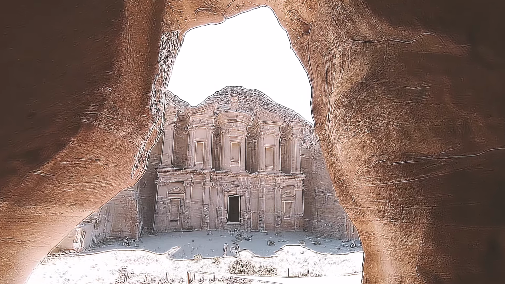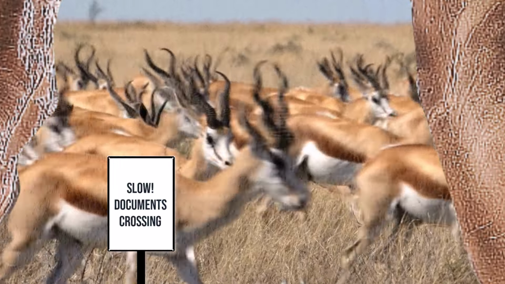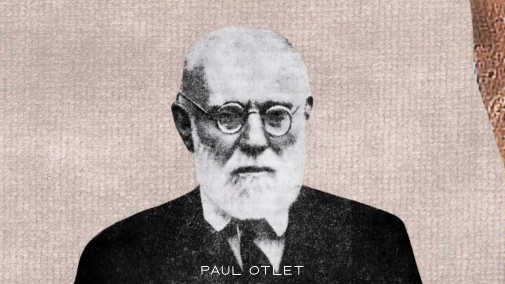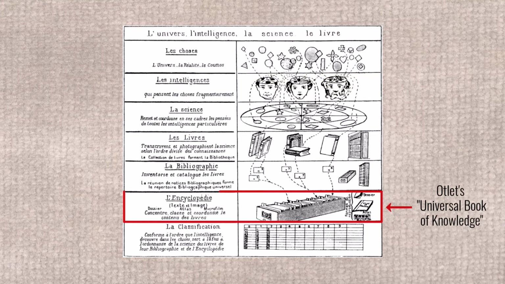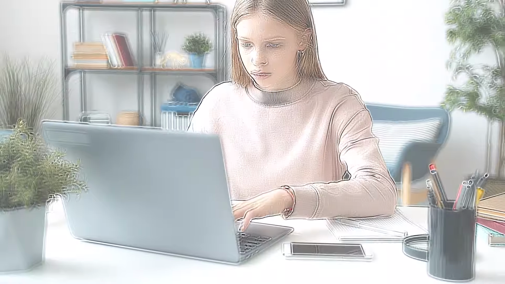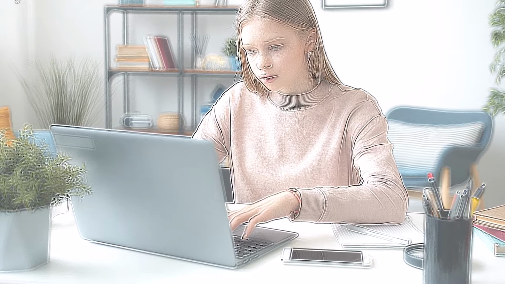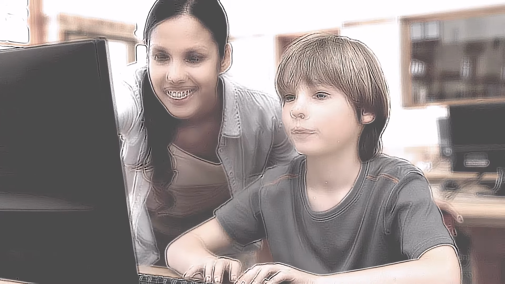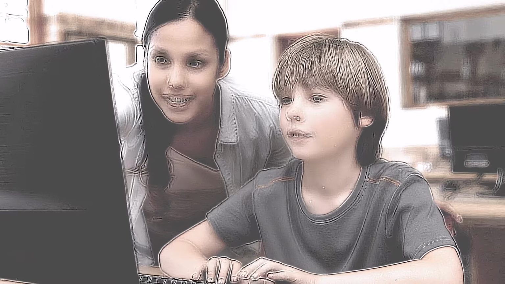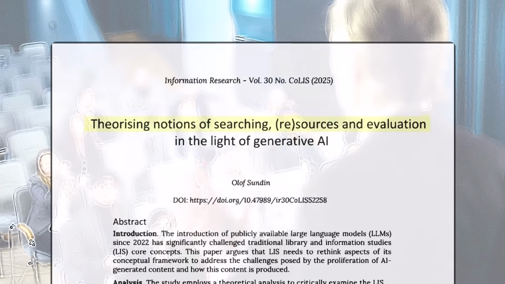The technological developments are placed into the history of library and information science, stretching back to the European documentation movement. We see a precursor in Paul Otlet's fact-filled Universal Book of Knowledge, though Otlet involved human beings in the process. Throughout, a sociomaterial theoretical perspective reveals real impacts on people, as when information evaluation becomes quite difficult, especially for students. Practically speaking, professional readers are better able to teach information literacy to a next generation. I'm not surprised that theorizing notions of searching, resources, and evaluation in light of generative AI won the Best Paper Award at the 2025 COLAS Conference.